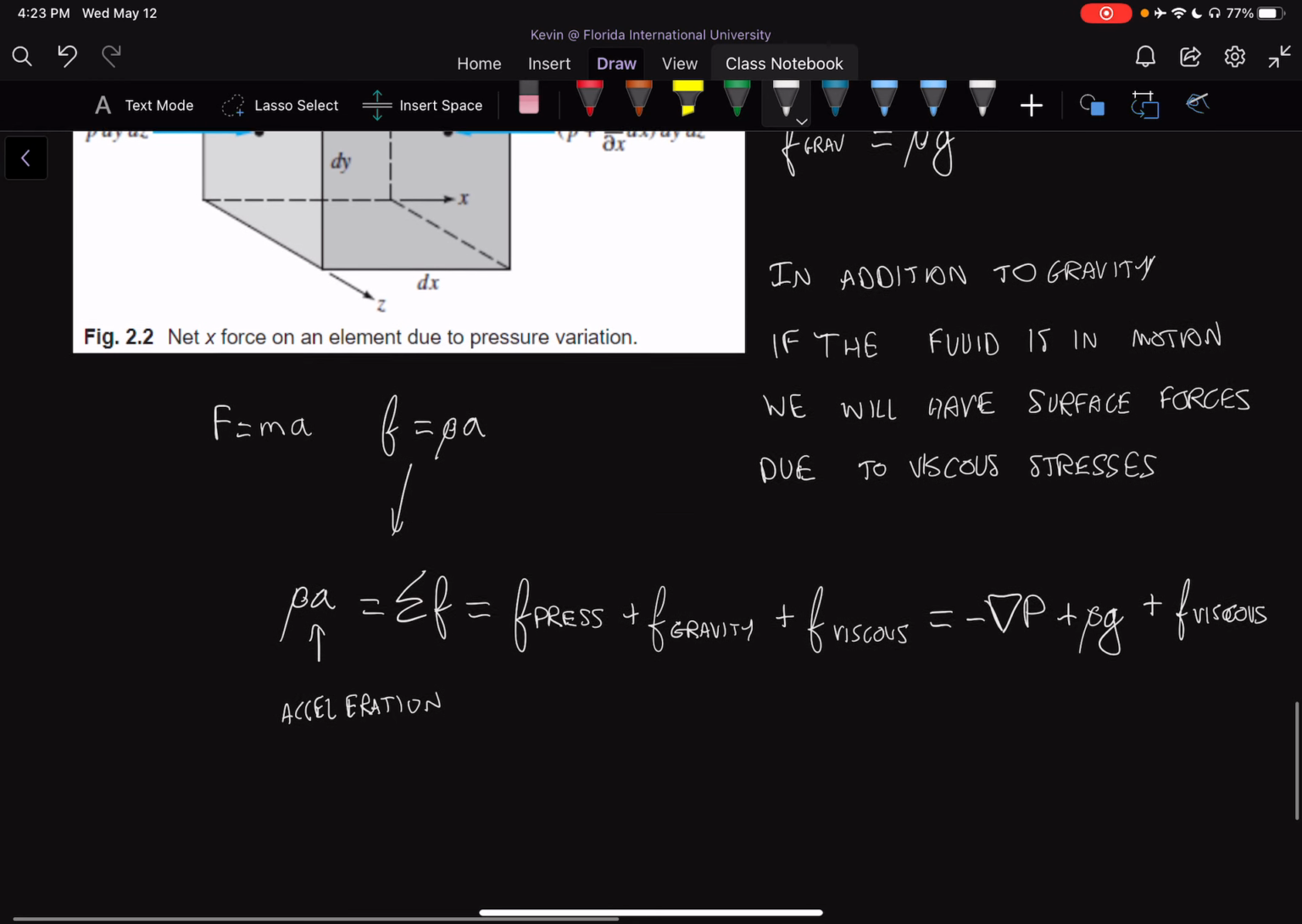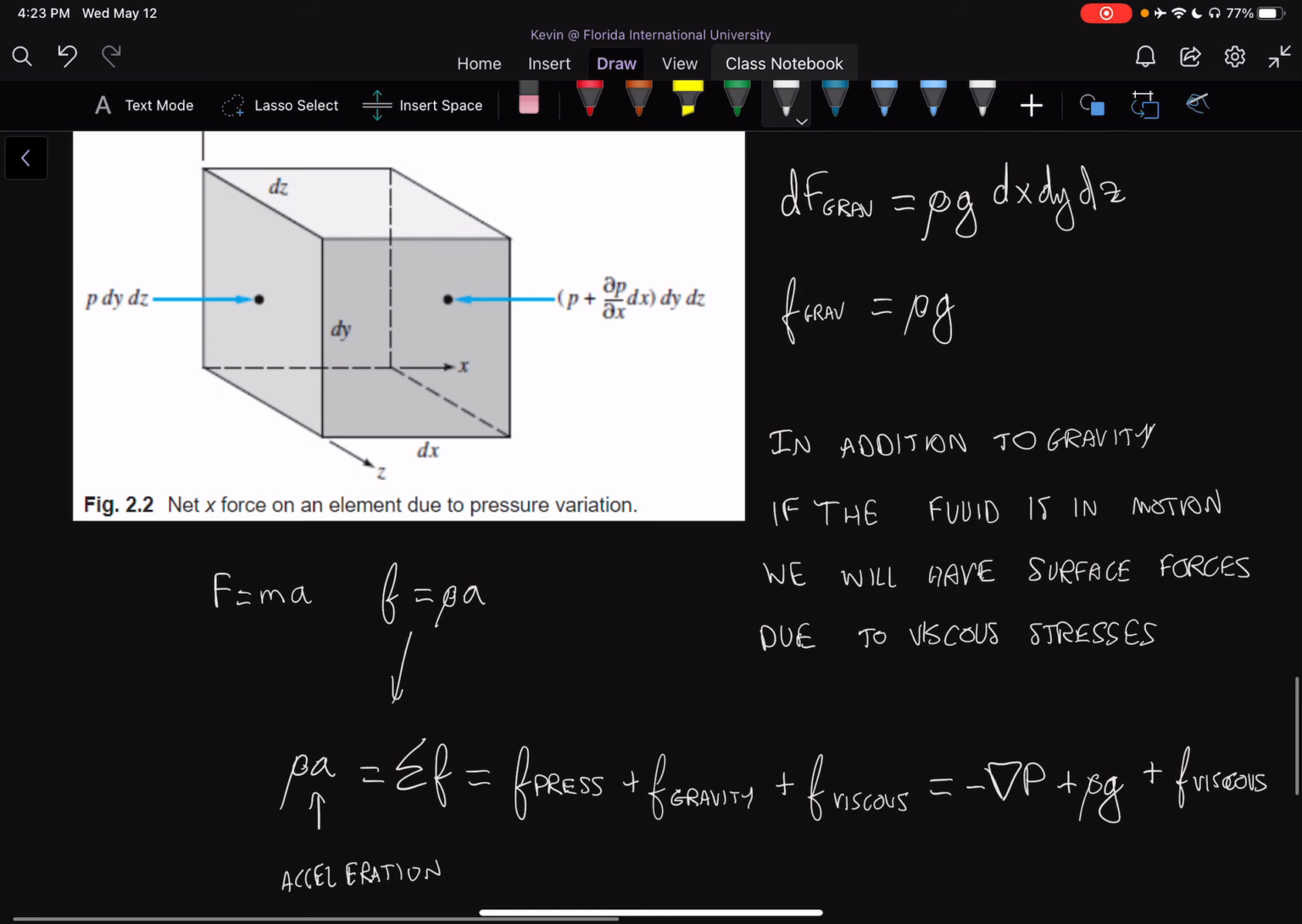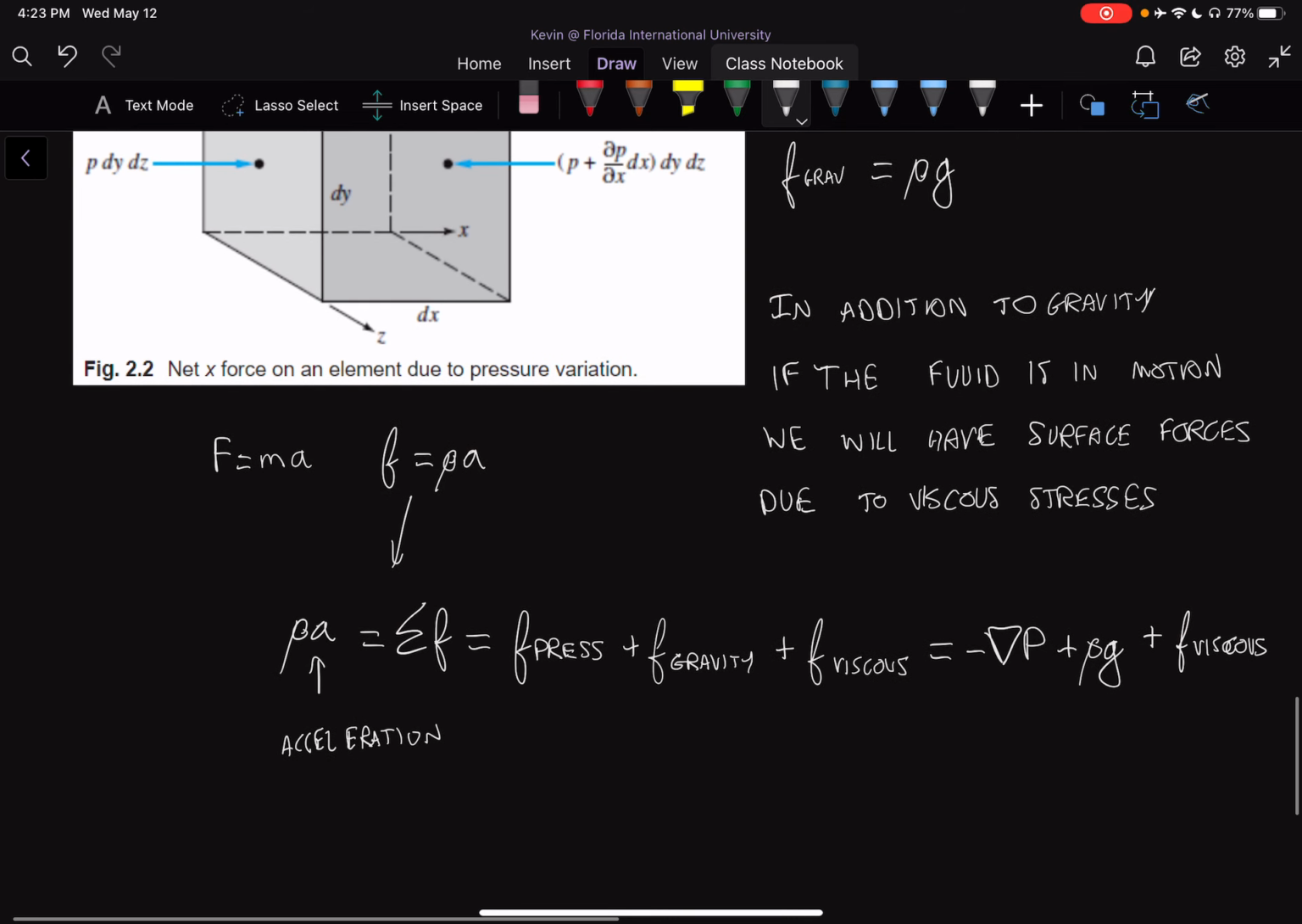Now, what it means is that the acceleration of our element, if it is in movement, is going to be caused by the force due to pressure plus the force due to gravity plus the force due to the viscous forces. Okay, that's really important.